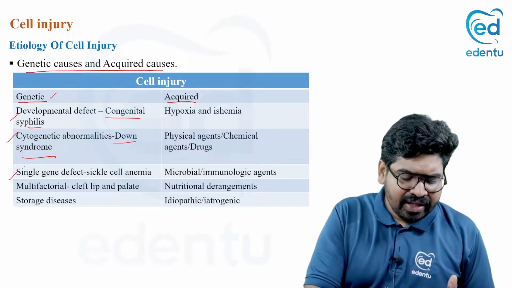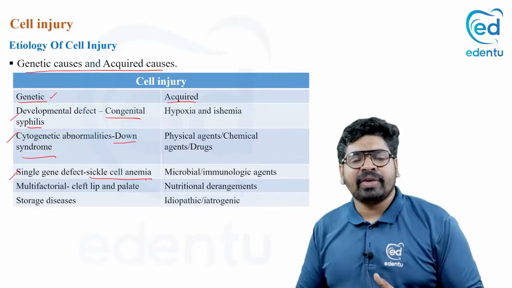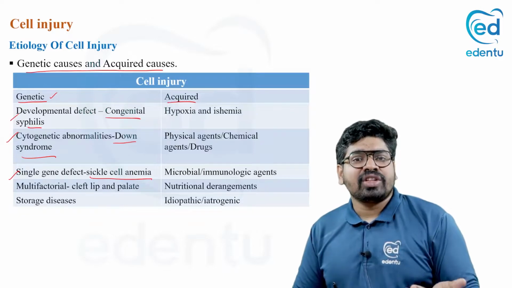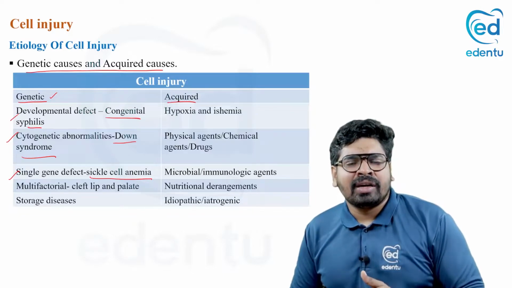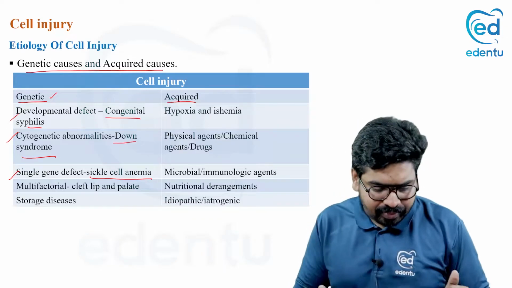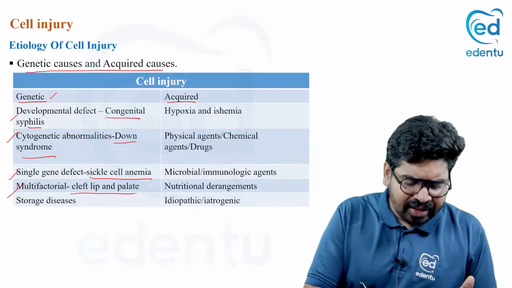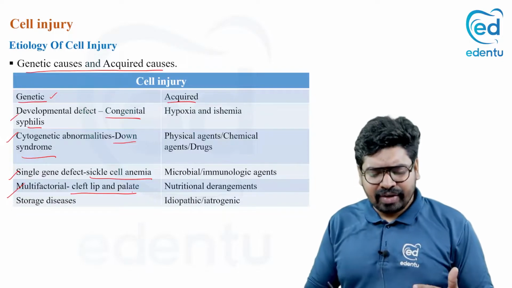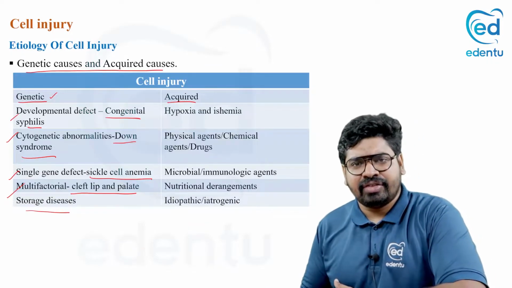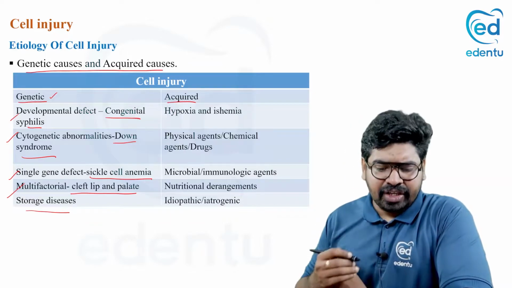Now single gene defects like sickle cell anemia. You know sickle cell anemia, the gene defect which causes a mutation in your beta globin chain, which can cause a sickling disease. Now there are other defects like cleft lip and cleft palate, and glycogen storage diseases. Also myocardial disease; all these come under genetic.